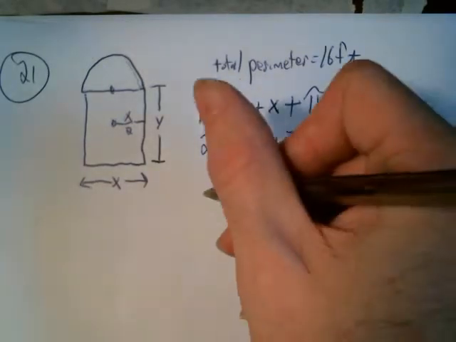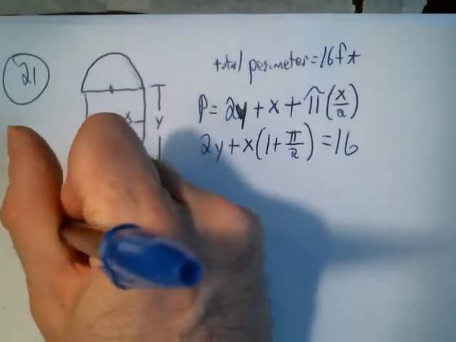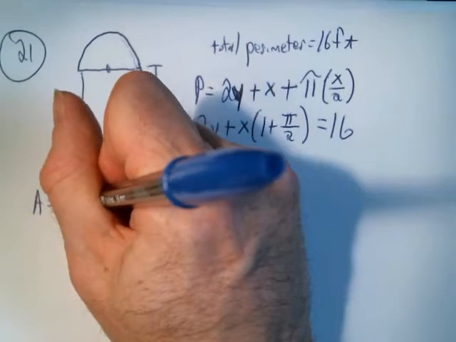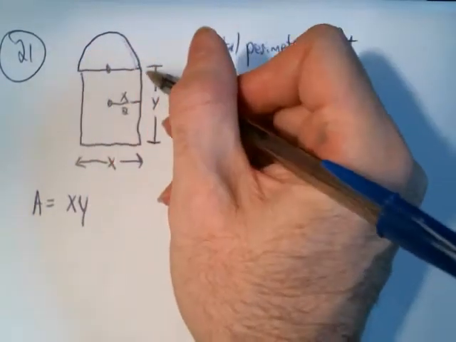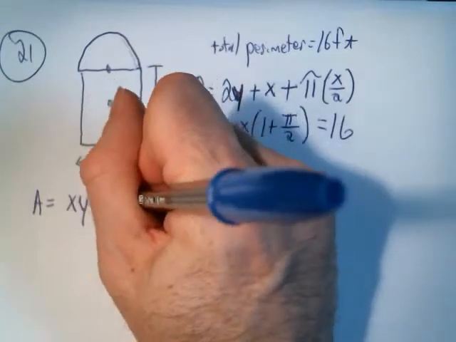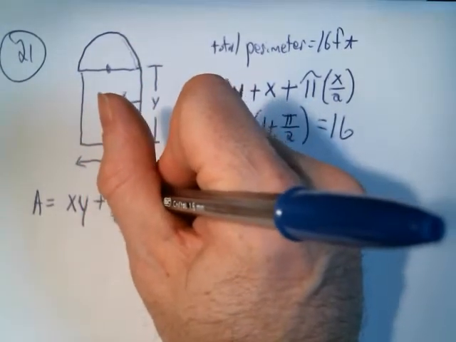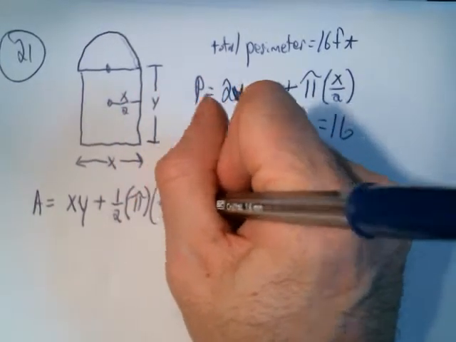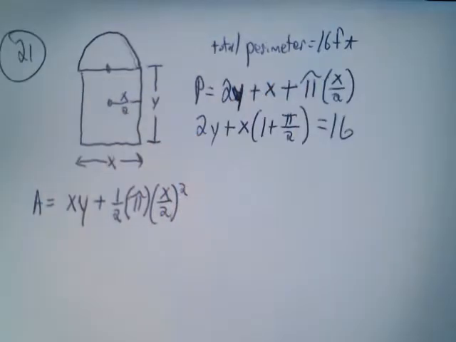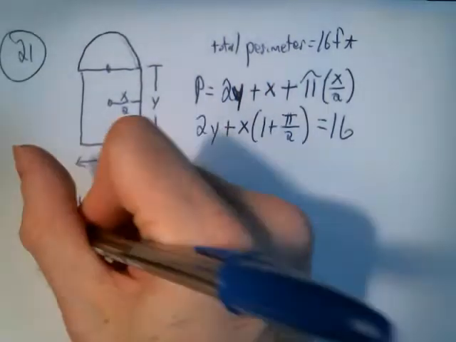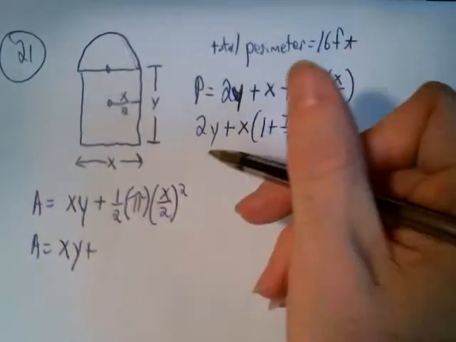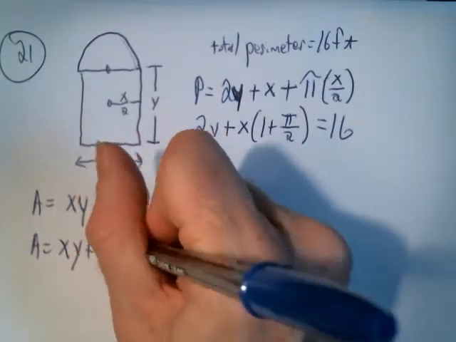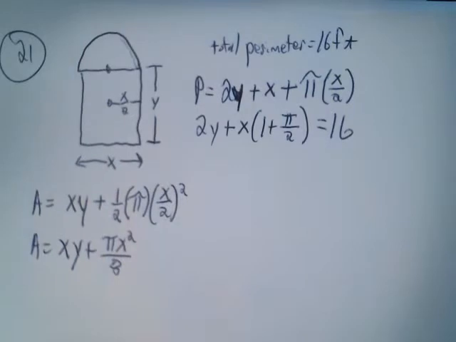Then the formula we want to optimize, of course, is the area of this thing. The area of the rectangular part is just x times y. And then the area of the semicircular part is half the area of the circle, so 1/2 times pi r squared, where r is x over 2, and then we want to square that. So our area formula is x times y plus pi x squared over 8.